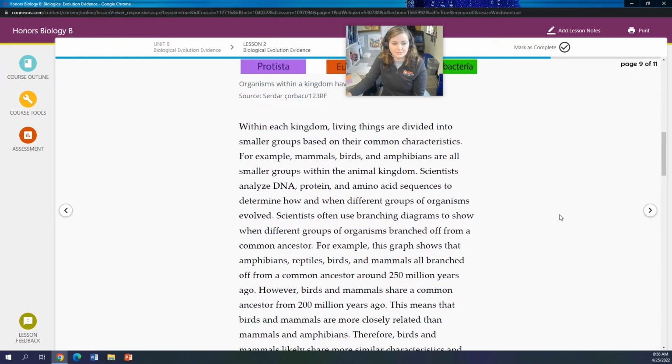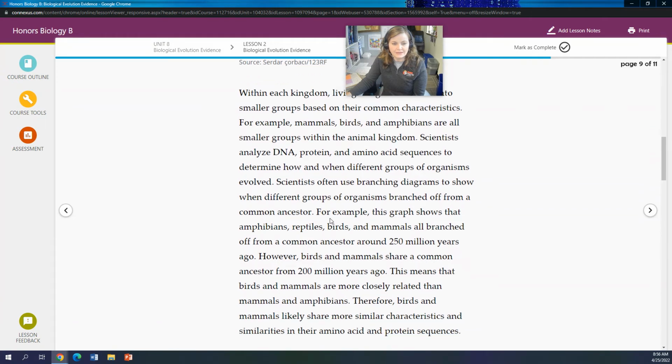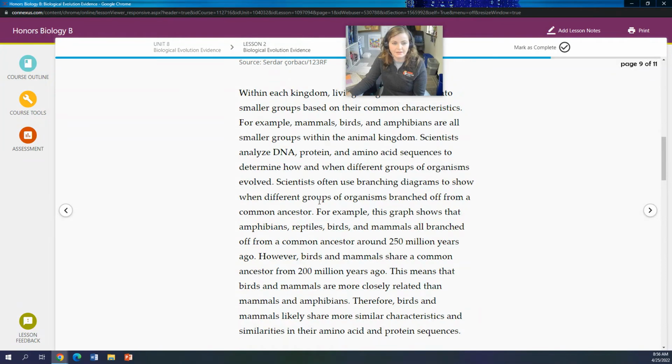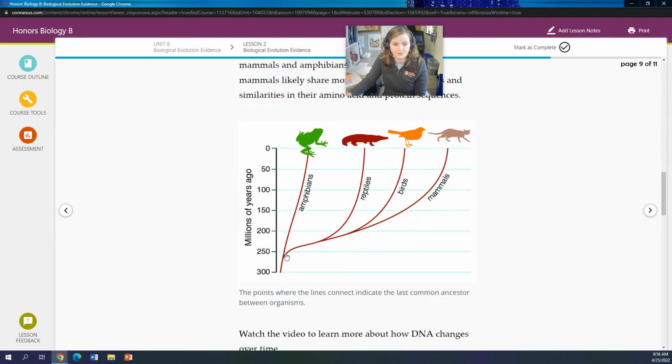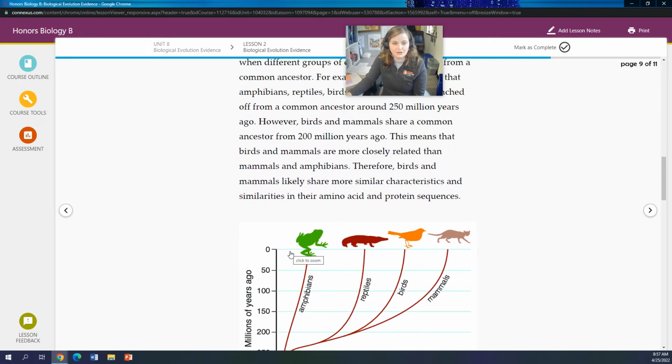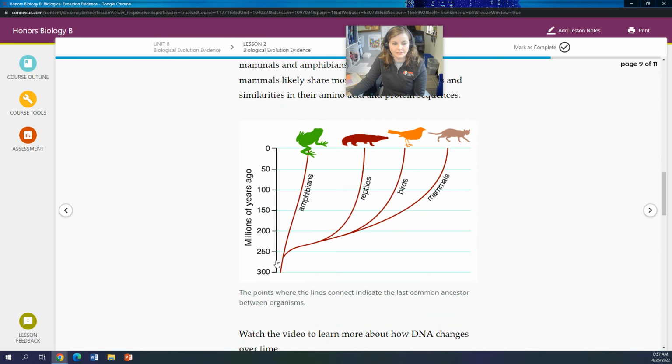For example, this graph shows that, let's see here. We're going to look at this graph here. It says this graph is showing that amphibians, reptiles, and birds and mammals all branched off from a common ancestor around 250 million years ago. So right here, right? However, birds and mammals share a common ancestor from around 200 million years ago. So we can see another branch point right here, right? So this is what we would say is a type of phylogenetic tree, because it's showing us common ancestry as well.